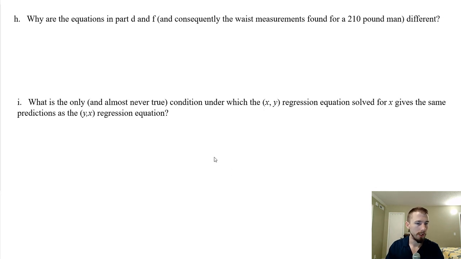All right, what is the only and almost never true condition where the xy regression that solved for x gives the same prediction as the yx regression equation? So the only time that you wouldn't have an issue, if you think about it, is when the correlation is equal to 1, which pretty well never happens, at least with real data, unless we're measuring some natural phenomenon or something like that, like gravity.